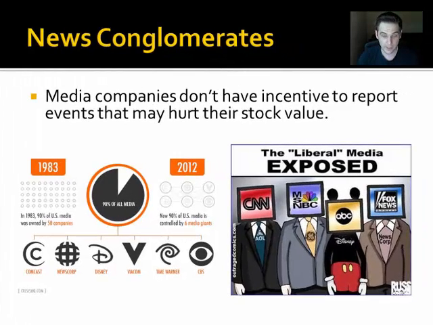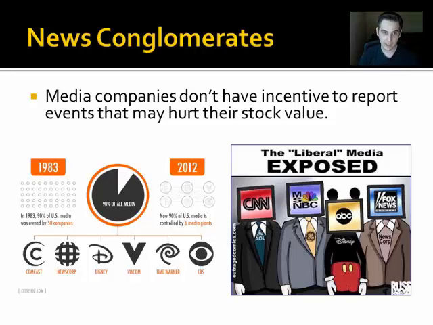News conglomerates are a big source of bias because they don't have incentive to report events that might hurt their stock value. A little local newspaper probably won't have any stock value, so this isn't an issue. But if a newspaper is owned by a major media company, their number one goal to stay alive is to keep the shareholders happy, so they'll stay invested in their stock shares. If bad news comes out, it scares their investors, who might sell off the stock, and then all of a sudden the value of that company dumps.